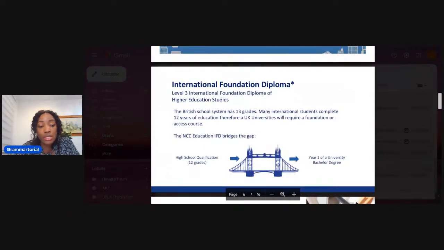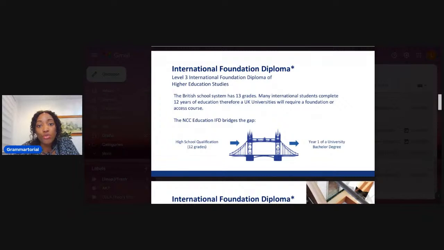It's quite different in the UK, in the USA, in Canada, in Australia. Their method of education or their curriculum is slightly different from how it works maybe in India or in Africa or in some Asian countries. So the British school, for this purpose, I will be using the British system because the IFD is actually a British qualification. So the British school system has 13 grades.